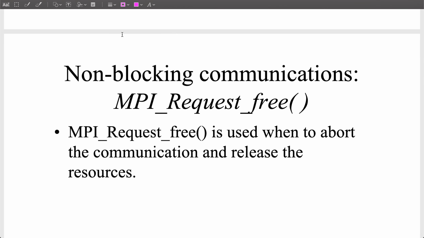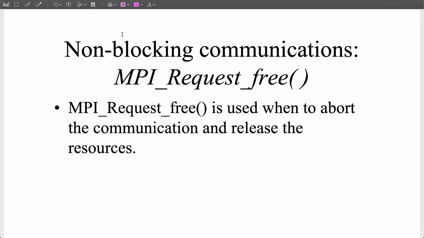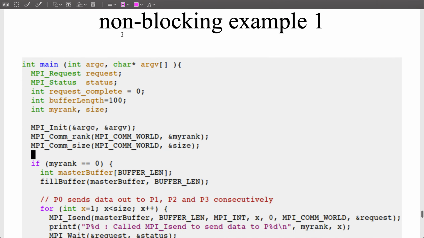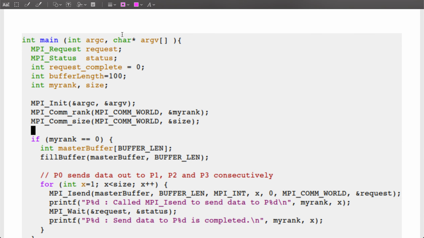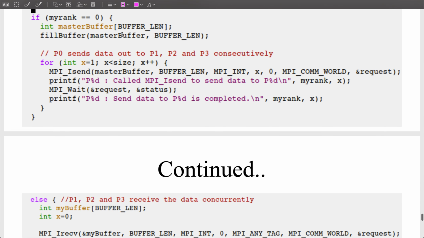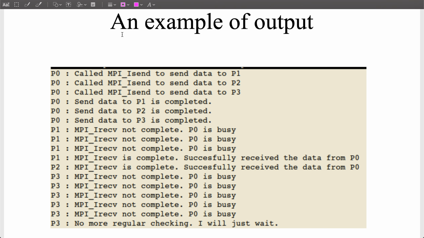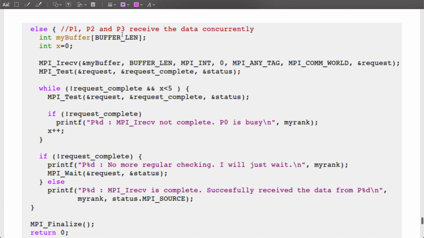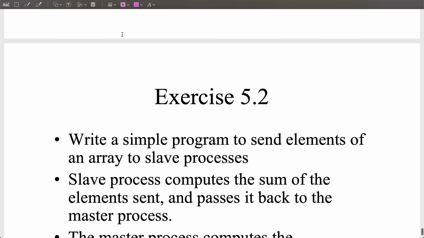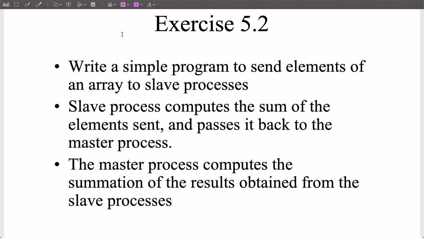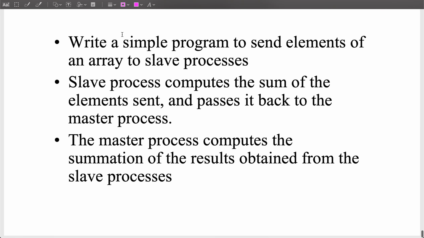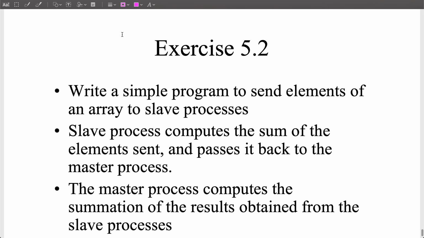And then for non-blocking communication, MPI_Request_free is used to abort the communication and release the resources. You stop directly. This is the example. As I said, you might try it. And this is the example output when you try to run this code. And you have the exercise you might try, but I will think about our lab 2 later on.